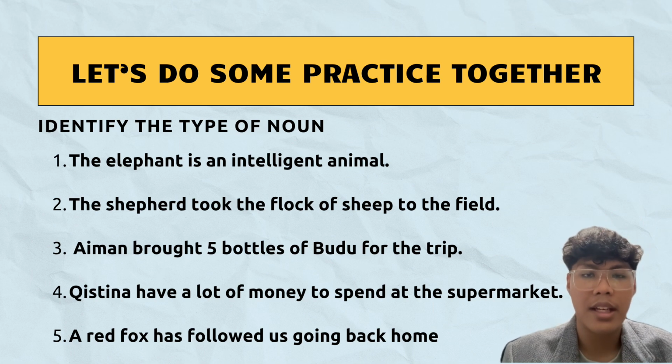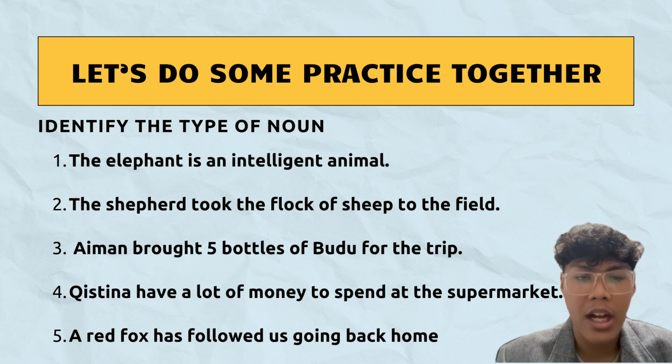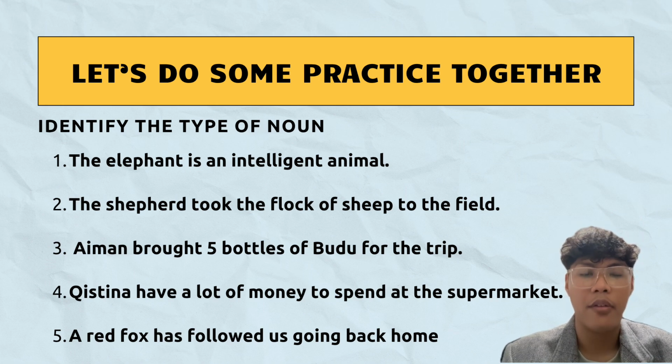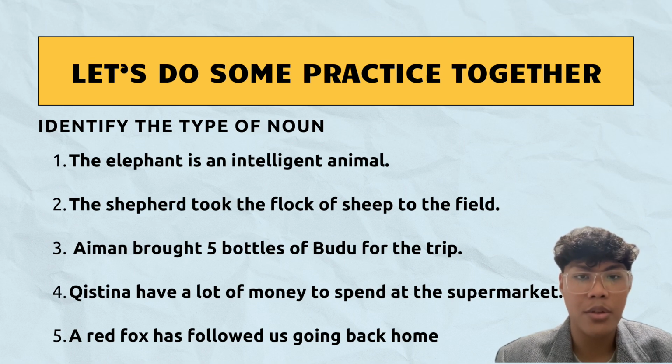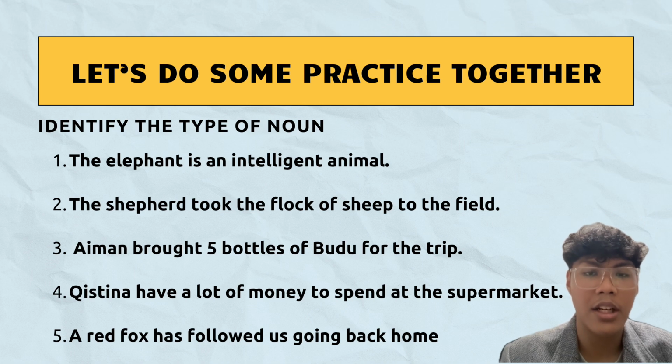And then the second question is, the shepherd took the flock of sheep to the field. Like I said before, a flock of sheep is a group of animals, and we cannot say a lot of sheep here. We use a flock of sheep because it is a group of animals and it is considered a collective noun. Correct.